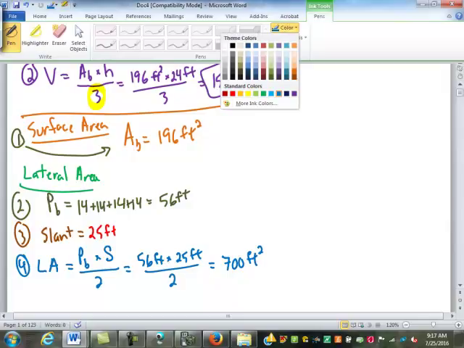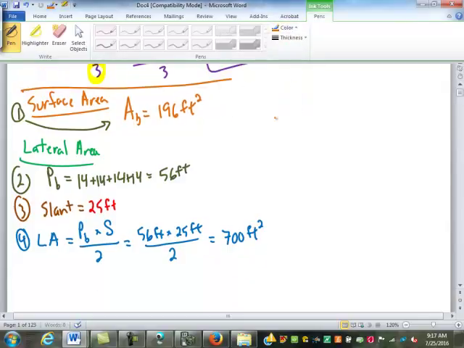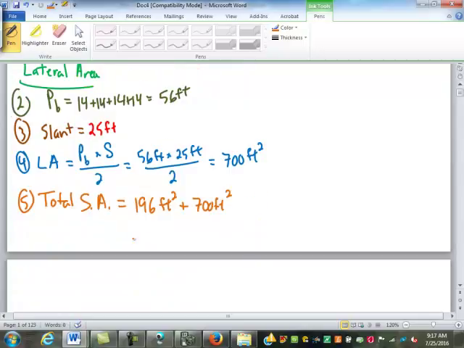So then the last thing we need to do is to find the total surface area. The total surface area is just adding up the area of the base, 196 square feet. There's only one base here, otherwise we'd add it in a second time if there was a top to it. Plus our lateral area of 700 square feet, giving us that total surface area of 896 square feet. How many of you had that? Just a couple of you. Surface area is a little trickier than volume.